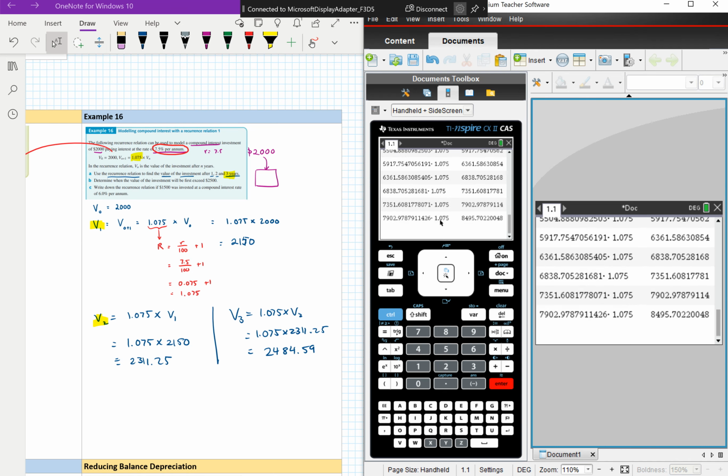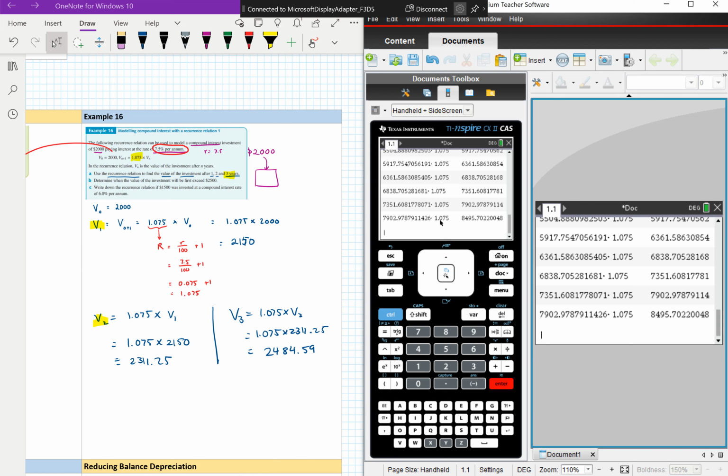If I said 200th year now, are you going to sit there and press enter 200 times? You don't want to be doing that. There has to be a better way to do that. And that's what you find in the next few exercises. There's a rule that allows you to calculate the nth year. And that rule comes from the fact that this is a geometric pattern.